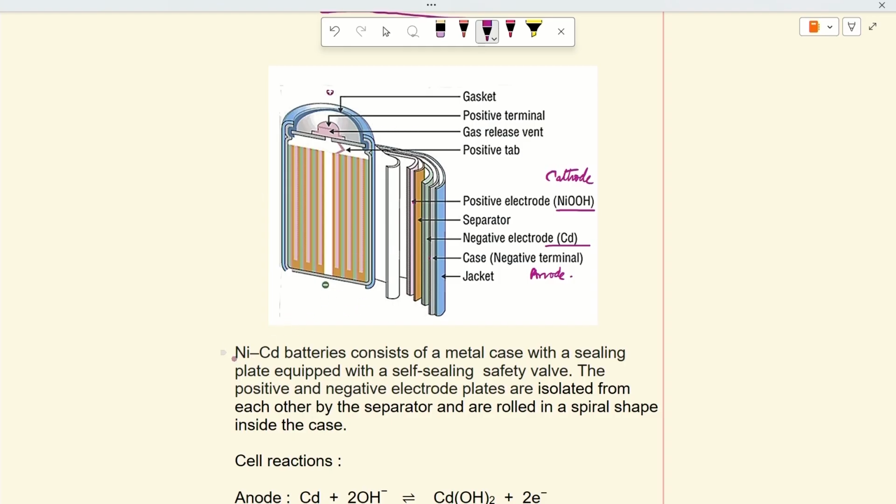So, nickel cadmium batteries consist of a metal case with a sealing plate equipped with a self sealing safety valve. The positive and the negative electrode plates are isolated from each other by a separator. See, there is this brown colored one that acts as a separator, so they are not in direct contact. We have an anode and a cathode, both separated by a separator, and they are rolled together in a spiral shape inside a case, and that forms the nickel cadmium battery.